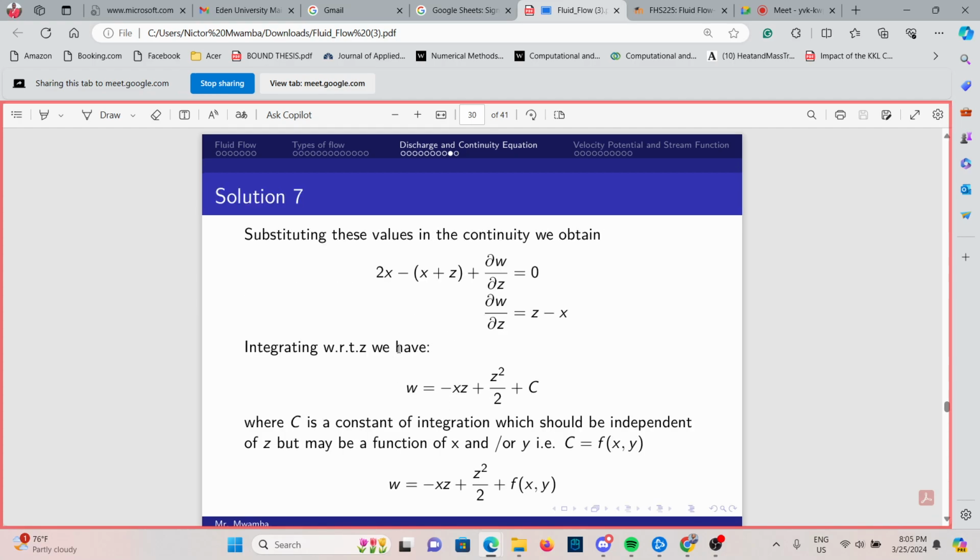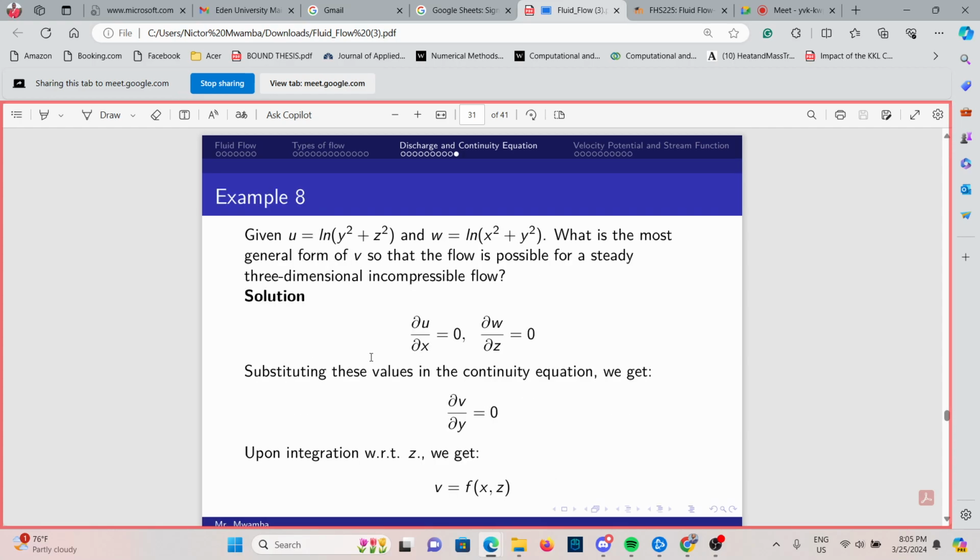Okay. Let me see what you are asking, from before you ask. Page 6. Let me go to the right screen. Are you talking about this screen? No, from the previous solution, number 7. Yeah, that one. When you finished the substitution, you said substituting these values in the continuity equation, we got this. Then you said upon integration. That part, that's what I'm asking.